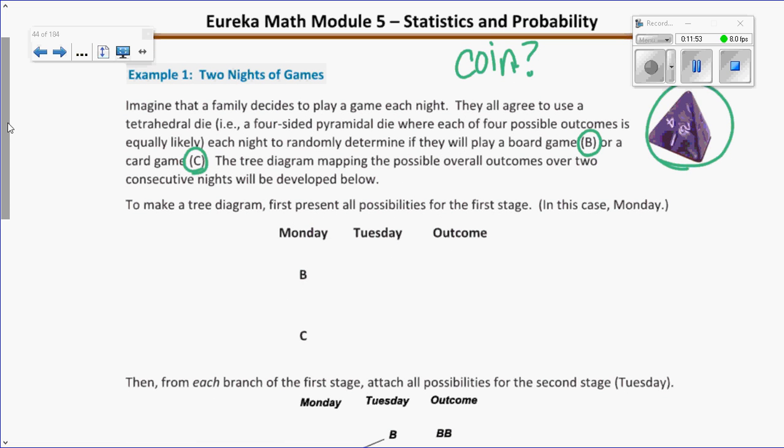Okay, so on Monday, they roll the die, and they either are going to play a board game or they're going to play a card game. Those are their 2 options. So let's say on Monday they play a board game. What could happen on Tuesday? Well, they could play another board game or they could play a card game. So they're choosing each night by chance if they're going to play a board game or a card game. Now, if Monday they play a card game, Tuesday they could play a board game or they could play another card game.